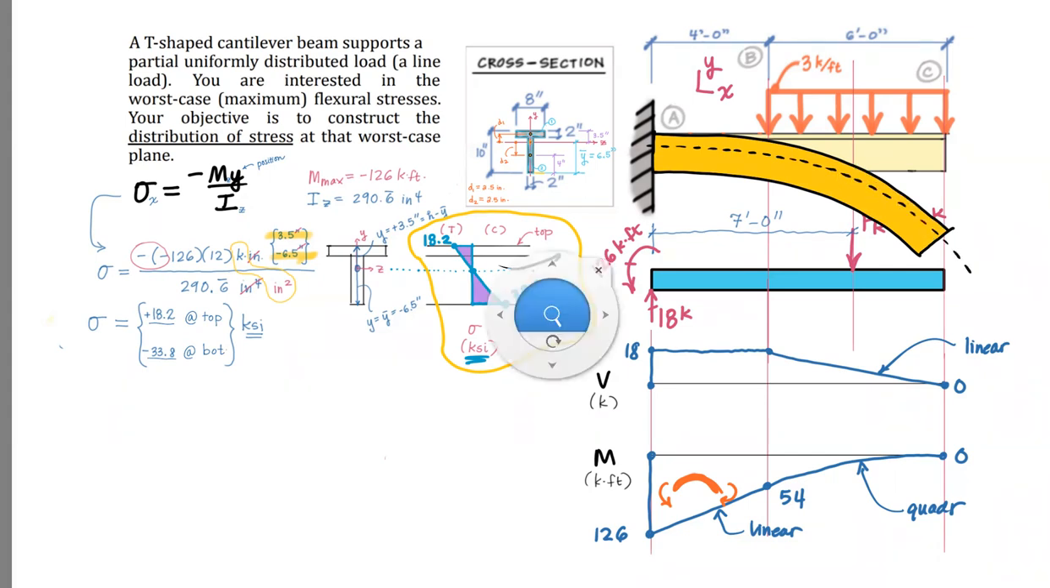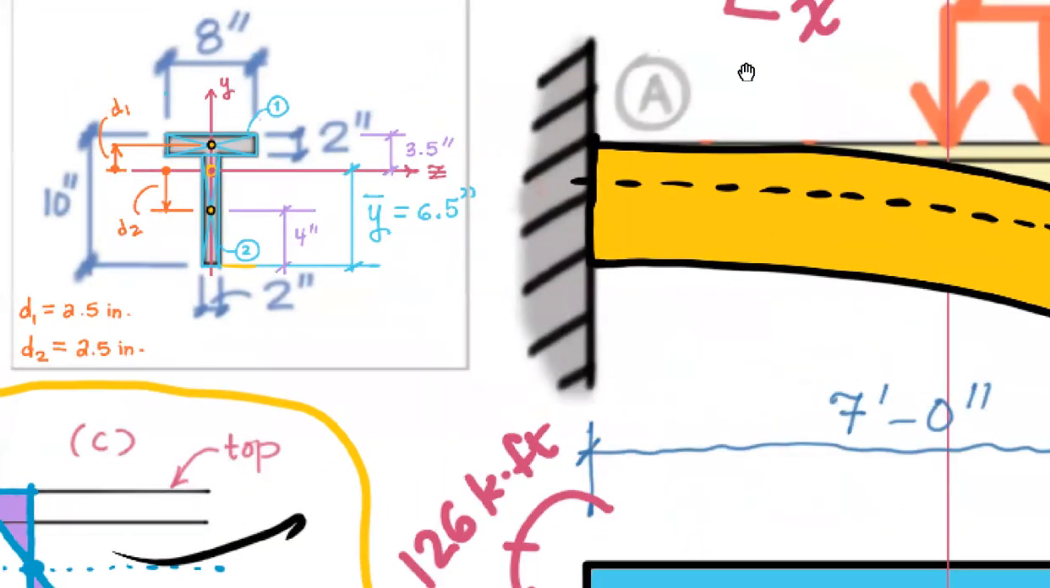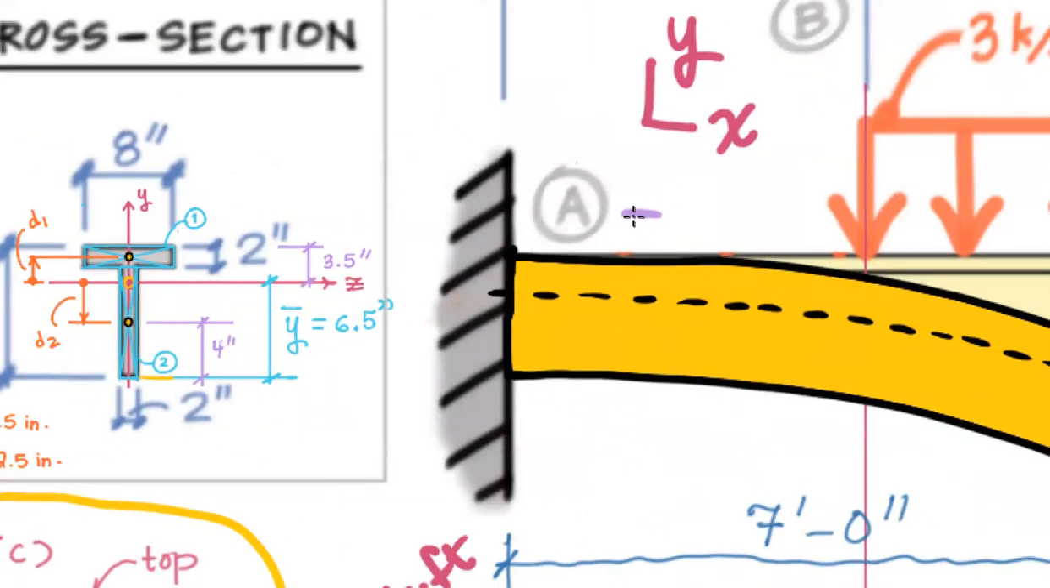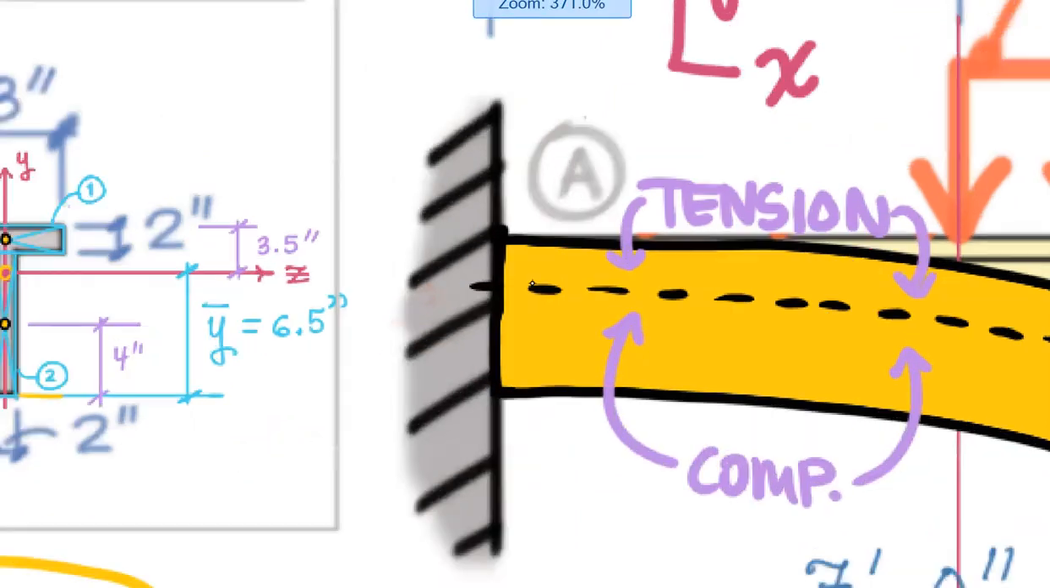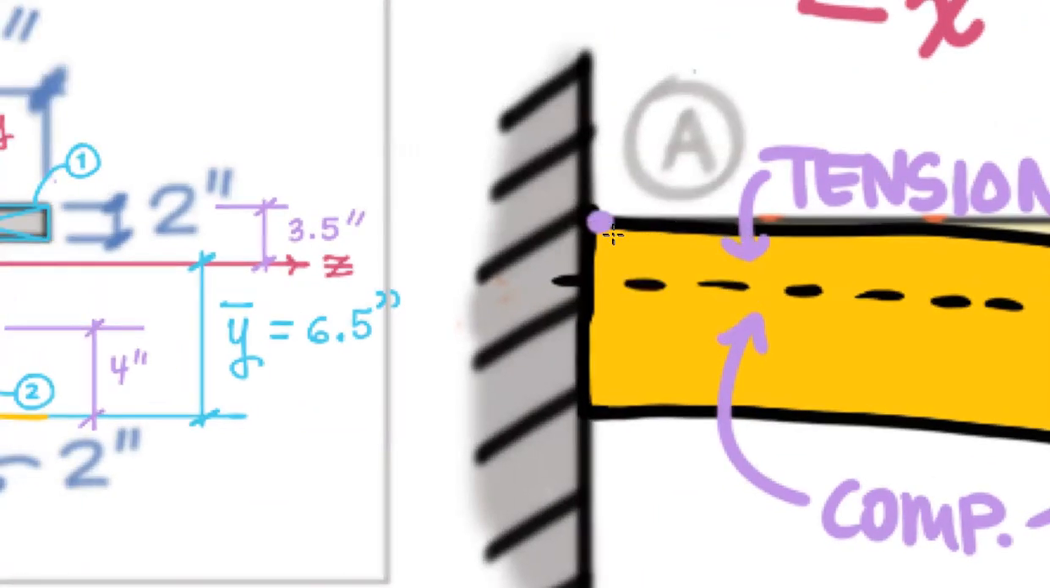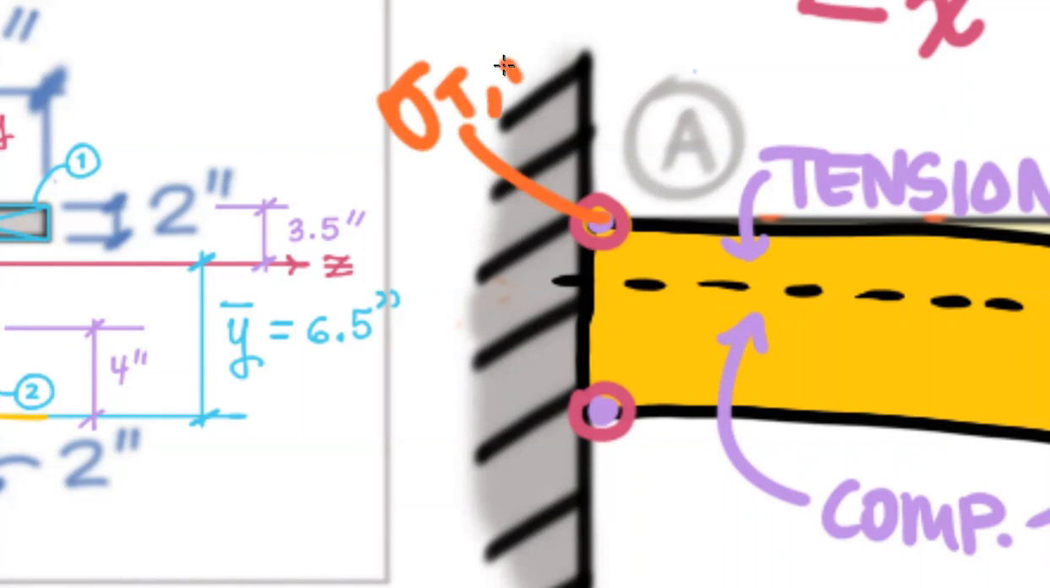Okay, we can see tension on top. So we know we have tension up here, everything above that line. We know we have compression down here. And the absolute max tension occurs right there, right next to the support. That color didn't work. How about that one? There we go. My maximum compression occurs right there. And this value is the one we calculated.